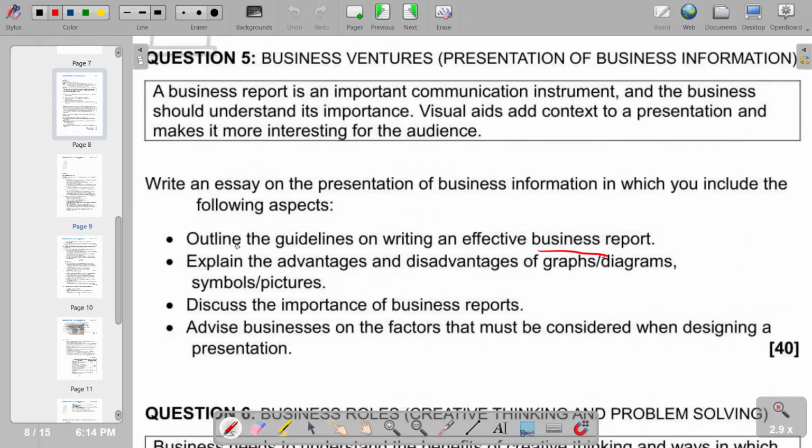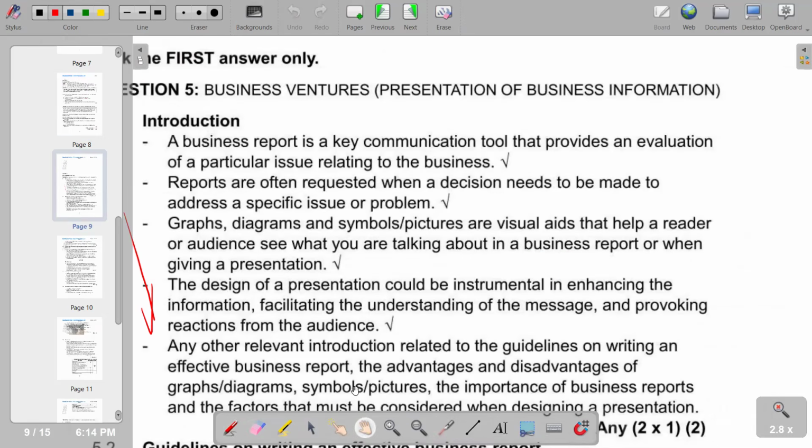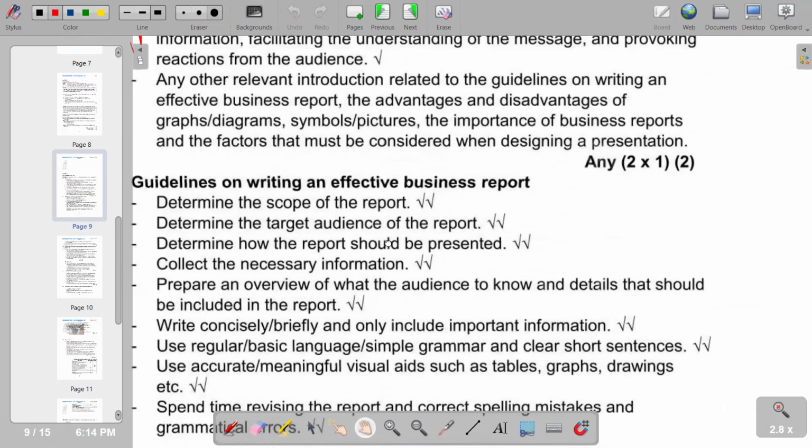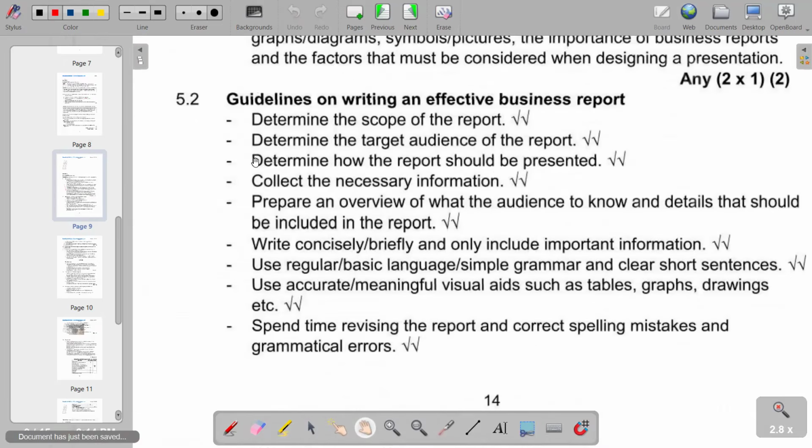whereby we're going to start with outlining the guidelines on writing an effective business report. So in terms of the guidelines that are required, we have them also articulated. We should determine the scope of the report. We should determine the target audience of the report, determine how the report should be presented, collect the necessary information, and prepare an overview of what the audience knows and details that should be included in the report. So basically, these are some of the points that we can put.